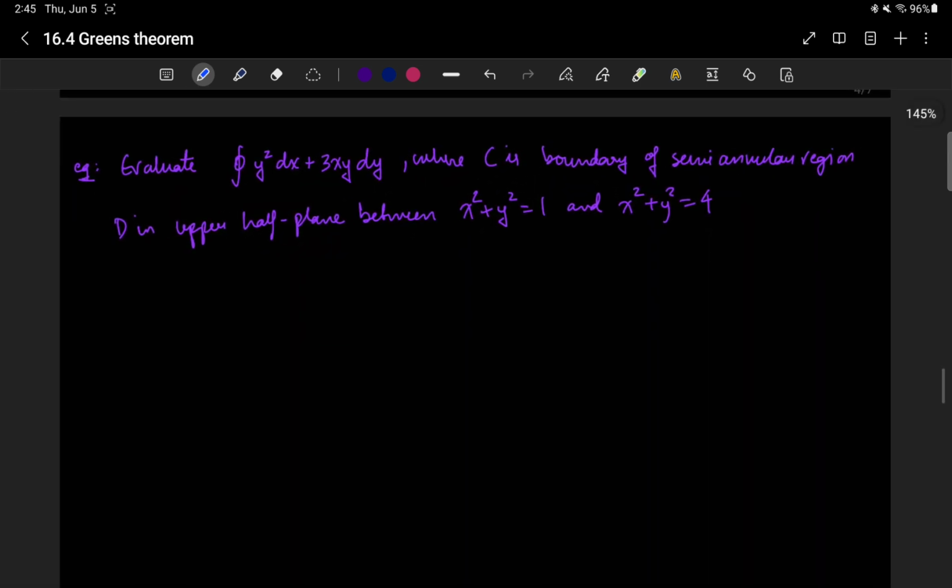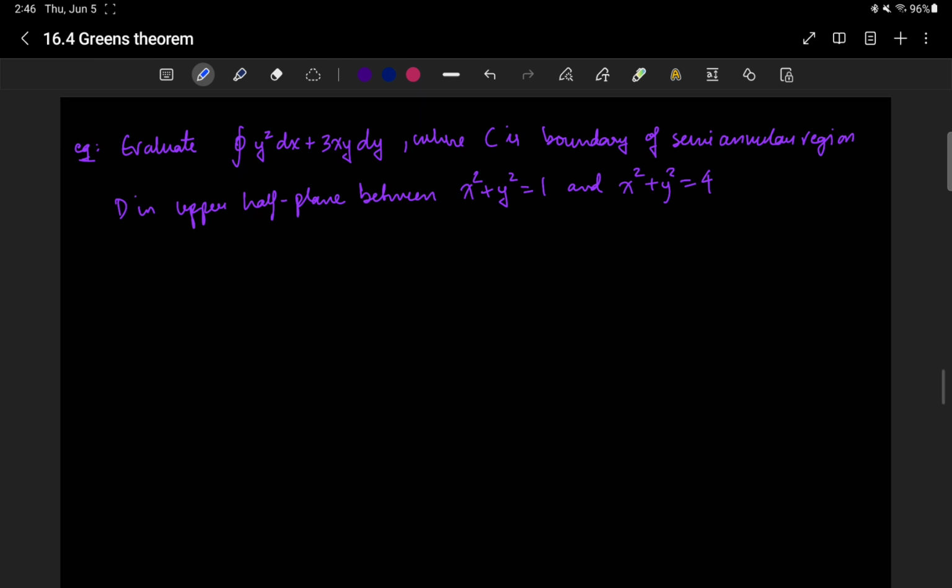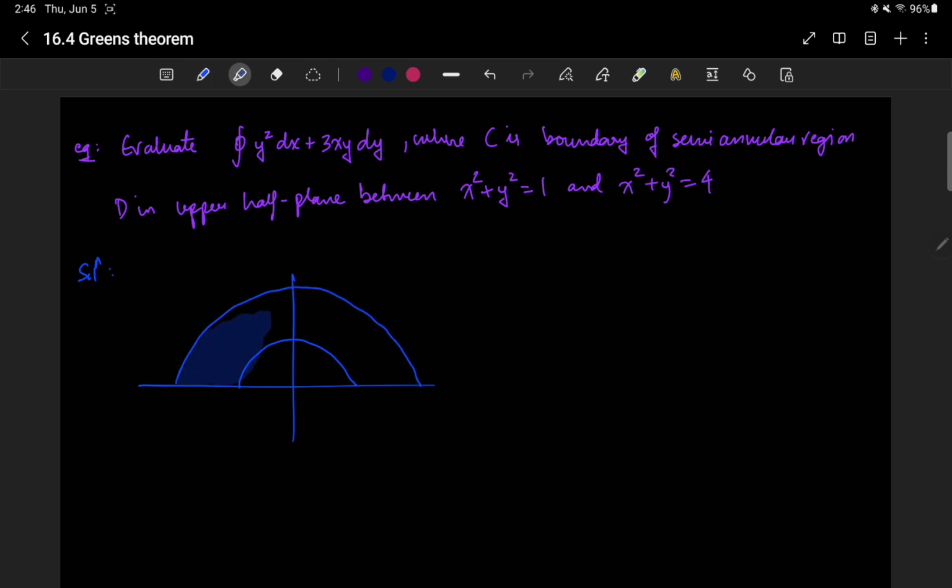Suppose we are to evaluate this line integral where C is the boundary of the semi-annular region D, which is the upper half plane between x squared plus y squared equals 1 and x squared plus y squared equals 4. So an annular region is something like that. So you have x squared plus y squared equals 4, and you have x squared plus y squared equals 1, but just the top half. And you have this kind of walk going on here.